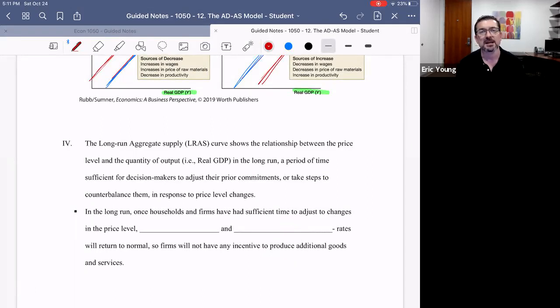That's SRAS. We've got 2 of our pieces done. In our next video, we'll jump into our 3rd and final piece, LRAS, long run aggregate supply.